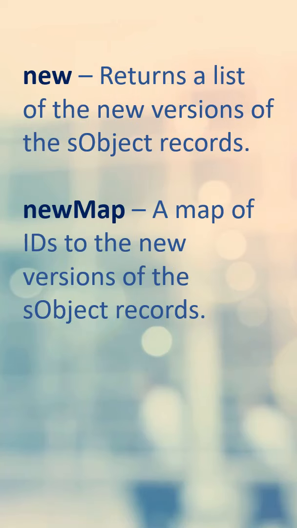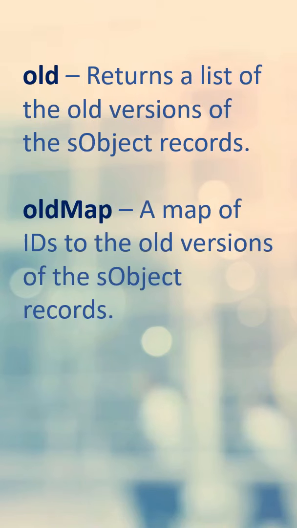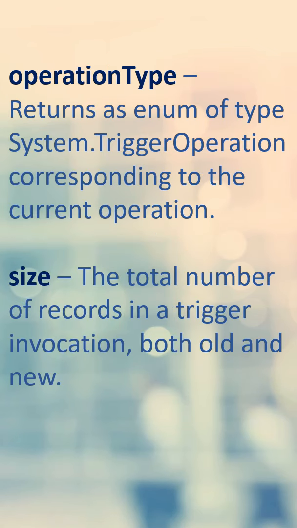new returns a list of new versions of the sObject records, and newMap returns a map of IDs of the new versions of the sObject records. Similarly, old returns a list of old versions of the sObject records, and oldMap returns a map of IDs of the old versions of the sObject records. operationType returns an enum of type System.TriggerOperation corresponding to the current operation, and size returns the total number of records in a trigger invocation, both old and new.